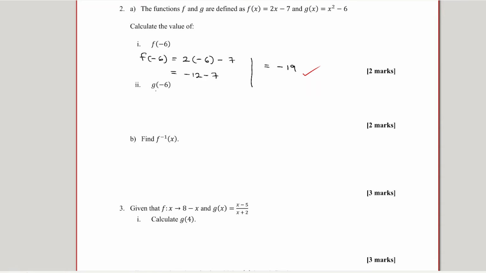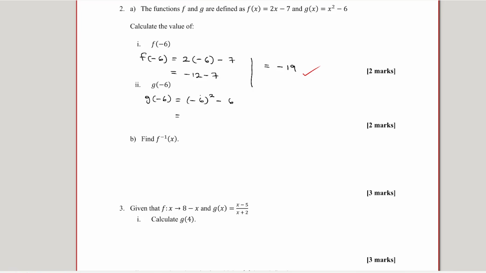Now we need to find g of negative 6. So the same procedure. We look at the function that defines g. So g of x is equal to x squared minus 6. All we're doing is replacing the x value with negative 6. So therefore g of negative 6 is equal to negative 6 all squared minus 6. So remember, negative 6 all squared.